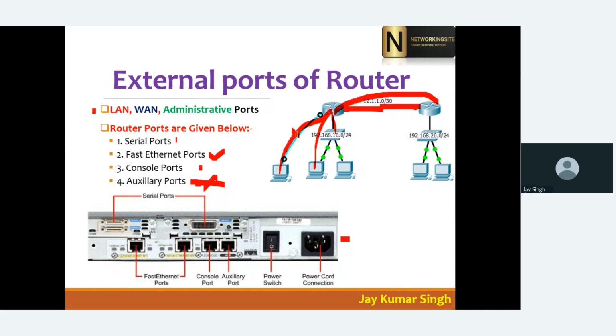And console port is used for configuring the router. Okay, this one. And why do we use this for configuring the router? Because when you buy a new router, you will find the router is blank, nothing is there in its NVRAM. Okay, in its NVRAM, and you need to configure, right?